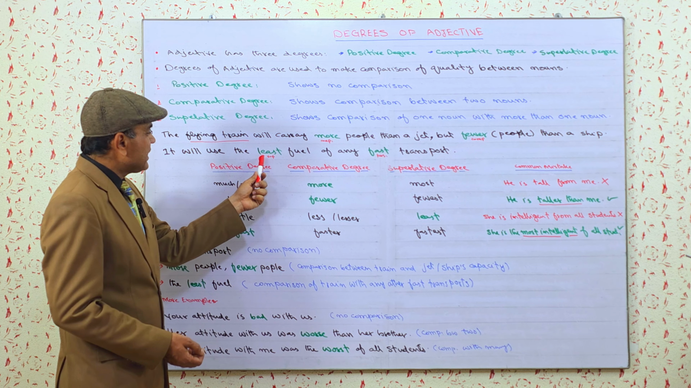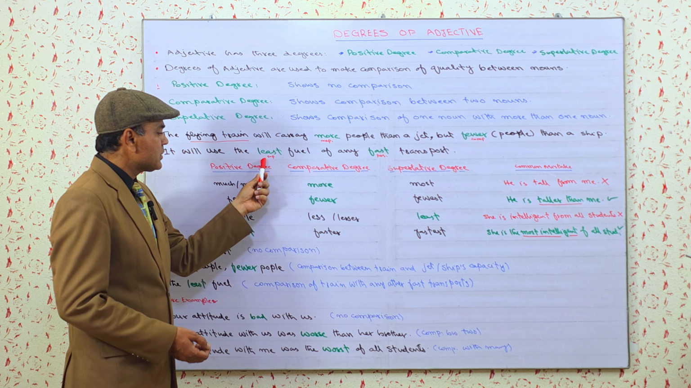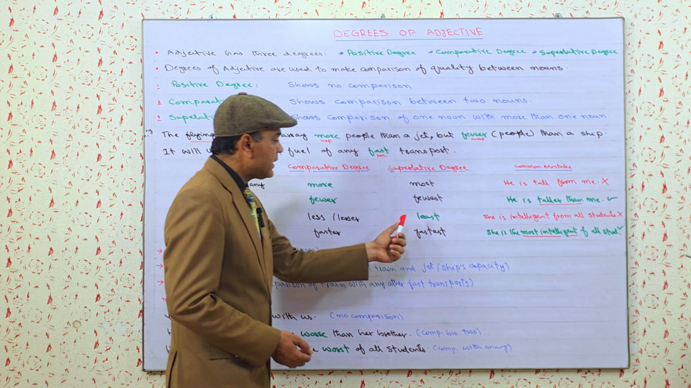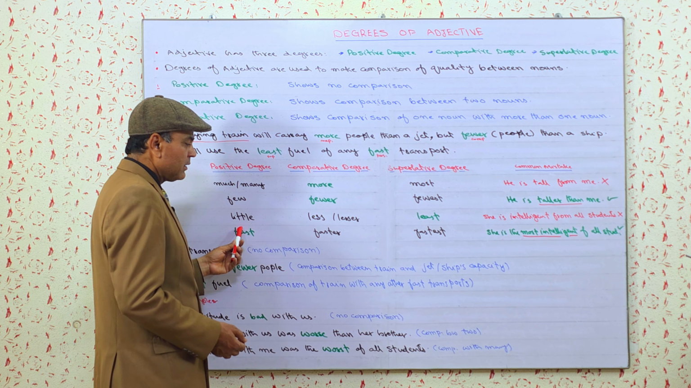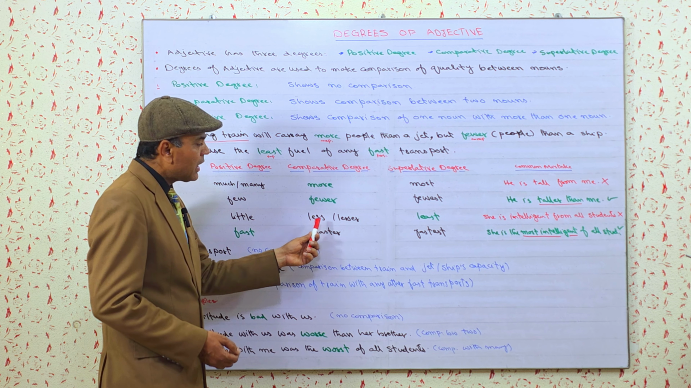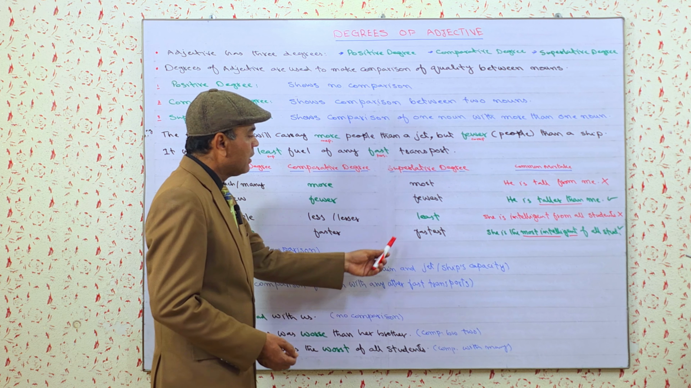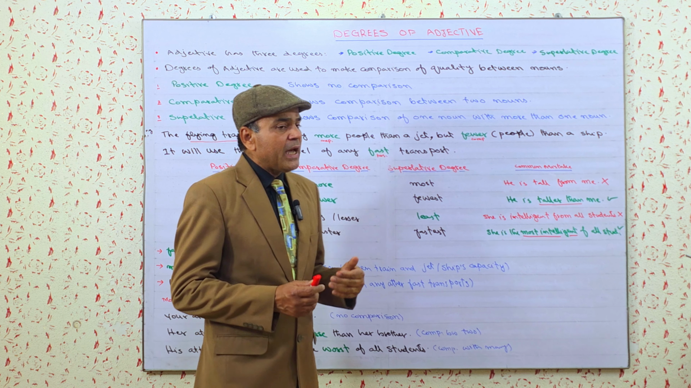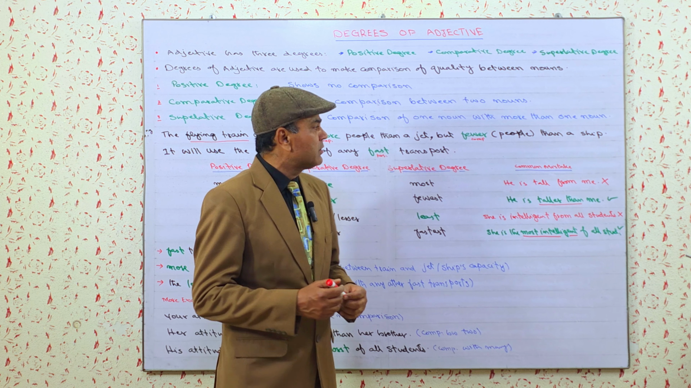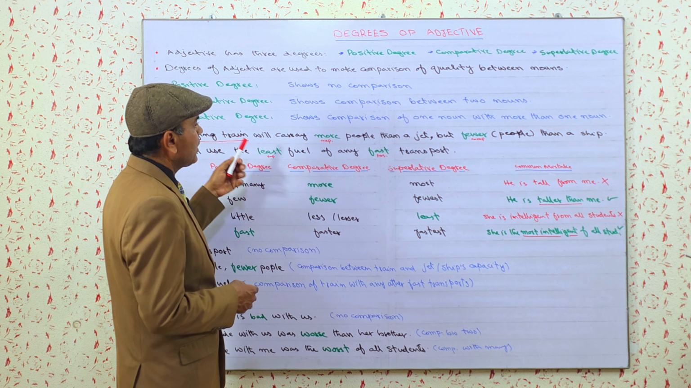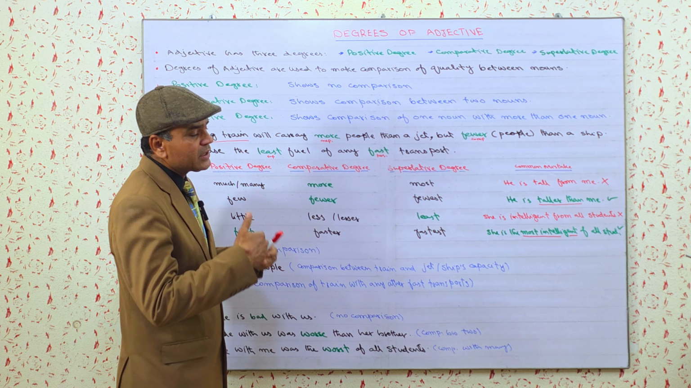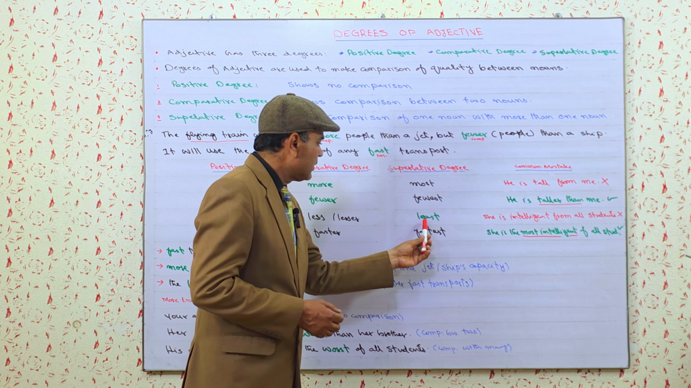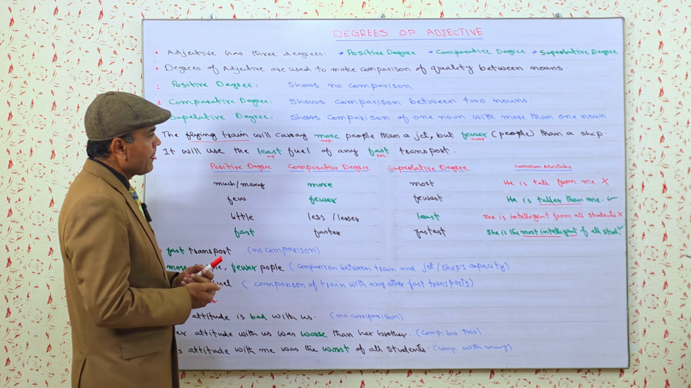Then, it will use the least fuel. Here I am using the superlative degree, that is the superlative degree of little. Its comparative degree is less, or lesser in some cases, and the superlative degree is least. Since I am comparing the fuel consumption of the flying train with the ship, jet and other modes of transport, that's why I am using the superlative degree here.